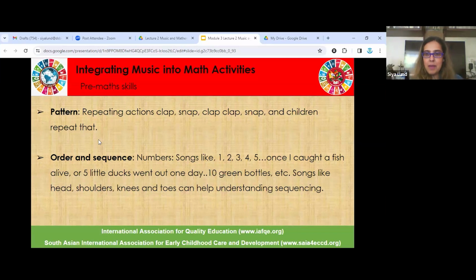And then you can even go faster with it. So clap, snap, clap, clap, snap. And then you can even use your words. So children are learning the math, the rhythm, the counting, also the words and the new vocabulary. You can do that as slow or as fast as you can to make it an enjoyable, fun game for children to learn the pattern.